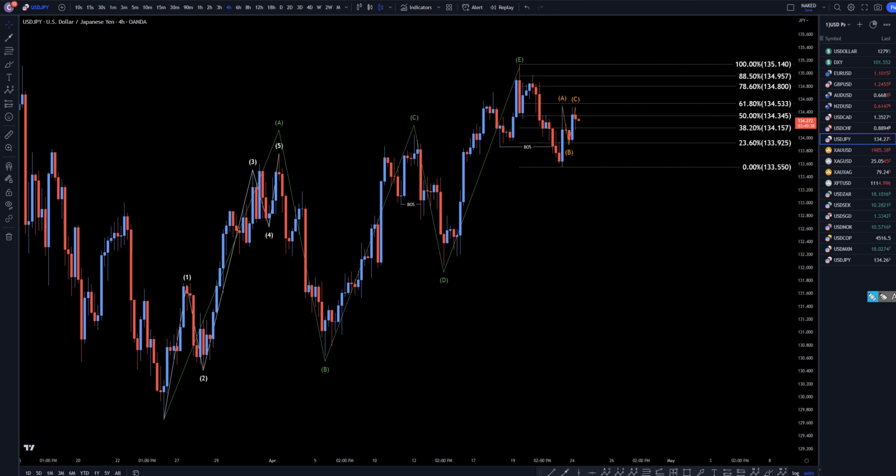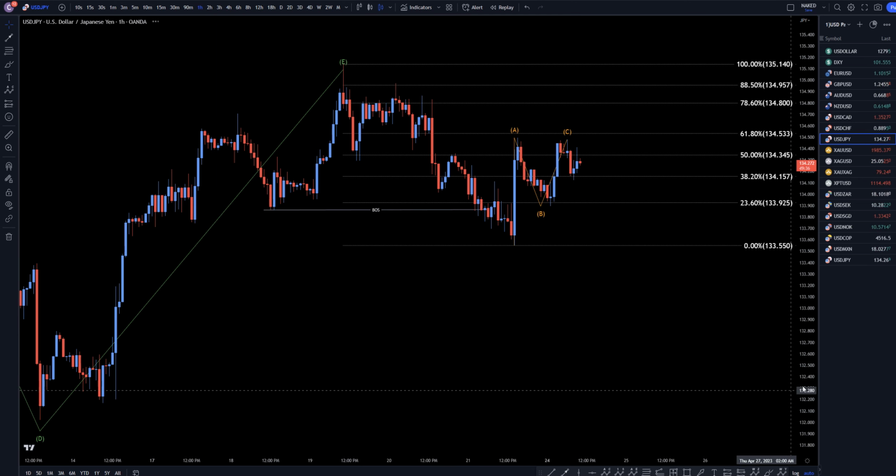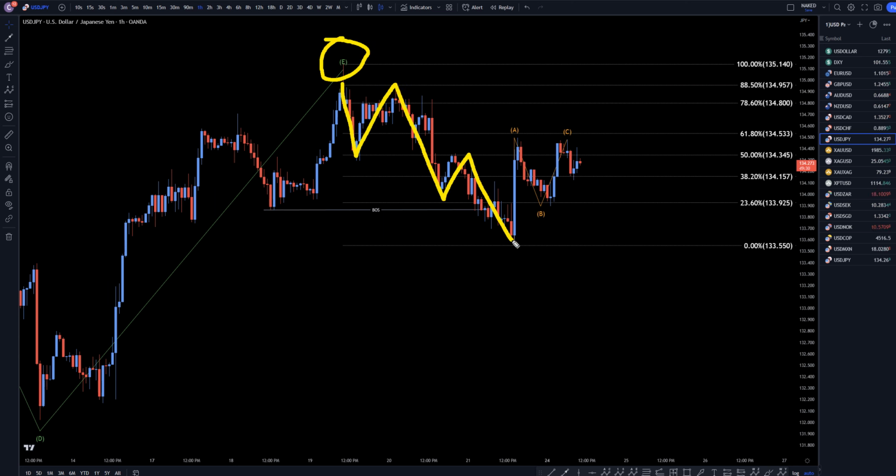So let's take it right down to the 1-hour time frame. On the 1 hour time frame, we potentially have the end of a wave E right here. We do have a 1, 2, 3, 4, 5 shape down with a break of structure, which should prove that this wave E is over.